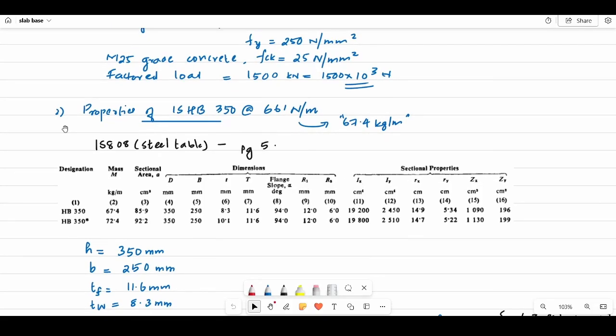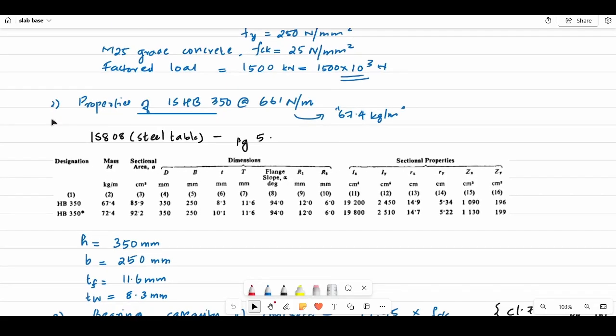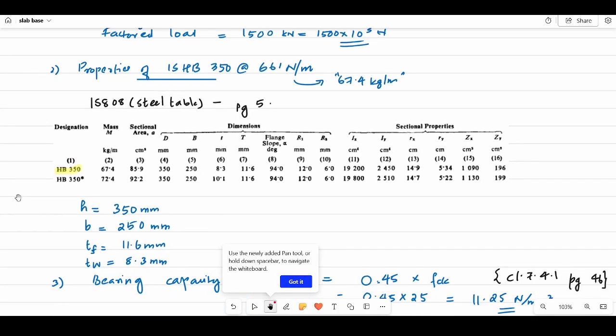Now we have to write the properties of the column section. Based on the properties of the column section, we will be designing the slab base. So ISHB 350 at 661 Newton per meter. If you are using the IS 808 1980 version, it is given in kilogram per meter. Roughly 661 Newton per meter means 67.4 kilogram per meter, and this will be the first ISHB section. Based on that, we have to write the following properties.